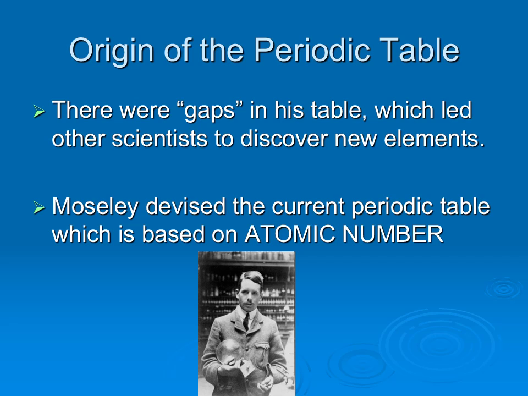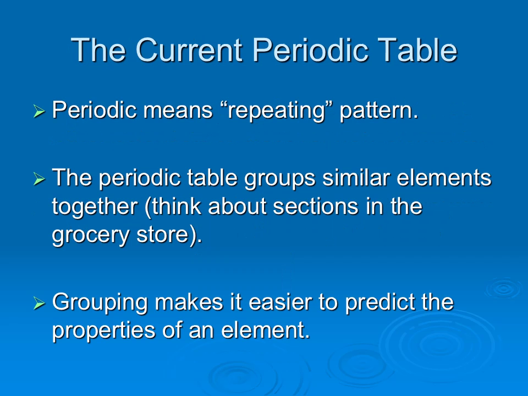Moseley devised the current periodic table, which is based on atomic number. So remember, atomic number is like an atom's thumbprint. No two atoms have the same atomic number, so that means no two atoms have the same number of protons either. In the current periodic table, the word periodic actually means repeating, so a repeating pattern. The periodic table groups similar elements together.